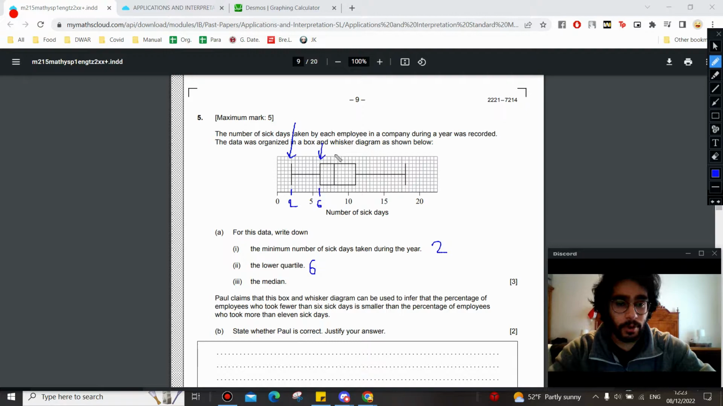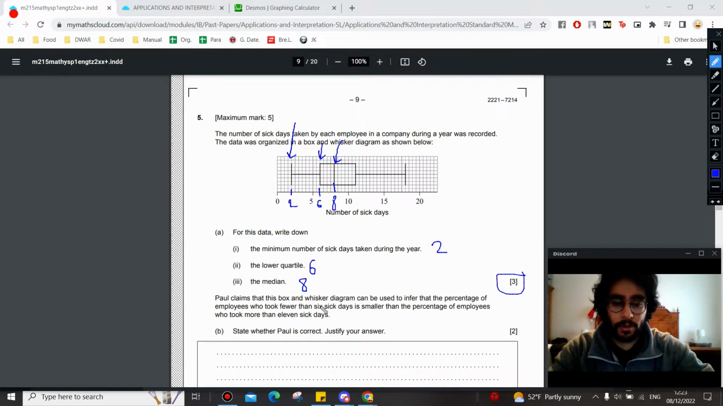The median is the third line that you see in the box and whiskers, the one in the middle, the vertical line inside the box. This line corresponds to 8, I think. So the answer for this one is 8. Easy peasy, 3 points.